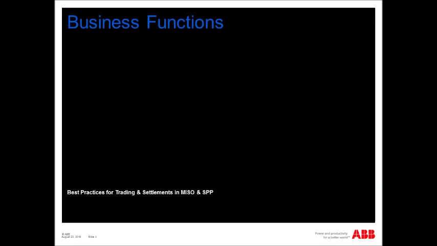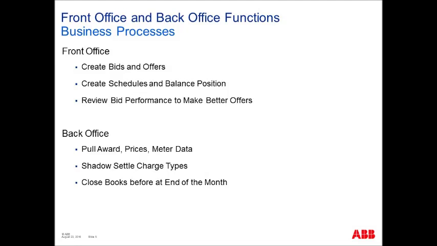So when we start talking about business functions and your business processes, your front office, generally you'll come in and create bids and offers, you'll create schedules and balance your position, and then you'll review your bid performance to make better offers. In the back office, in a typical day, you'll pull your awards, your prices, maybe look at your meter data, and then shadow settle the charge types and your settlement statement, and then close the books before the end of the month.